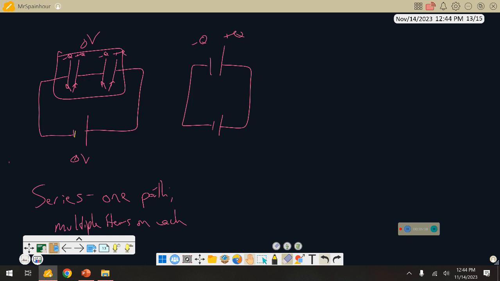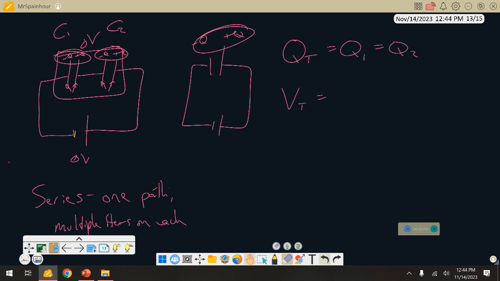So here's the relationship. The charge in total, like it would normally be here, this charge total for a single one, is equal to the charge stored in 1 and the charge stored in 2, meaning whatever charge is here is also here, if I call this capacitor 1 and capacitor 2. But the voltage is split, meaning the voltage total is equal to the voltage of 1 plus the voltage of 2.